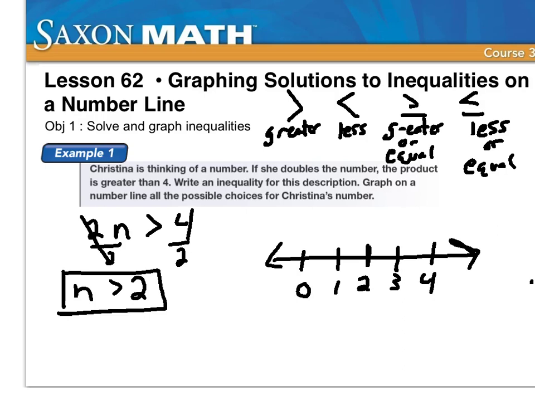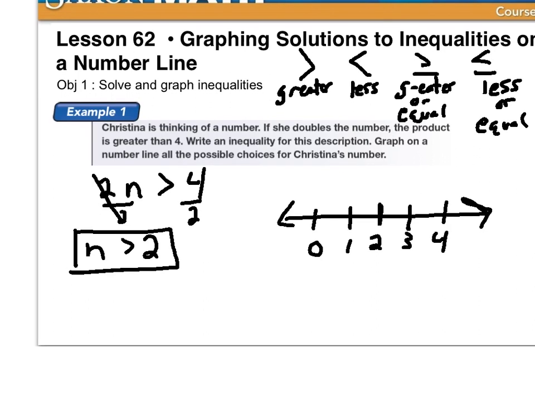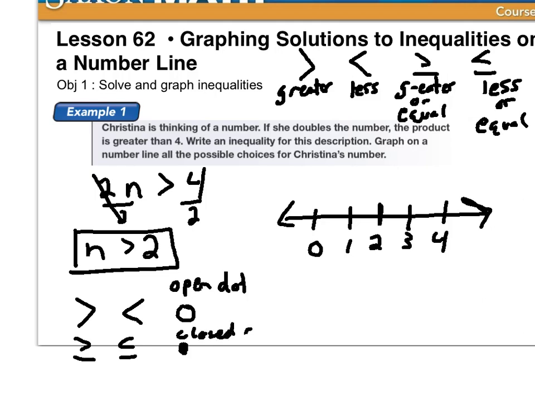Now, greater than or less than inequalities have certain kinds of dots that we have to put, because when we graph on a number line, we're going to put dots on here. Greater than or less than have open dots. So this is an open dot for those two symbols. Greater than or equal to or less than or equal to have a closed dot. The reason for that is an open dot means the number is not a solution. And we'll talk about that in a second.